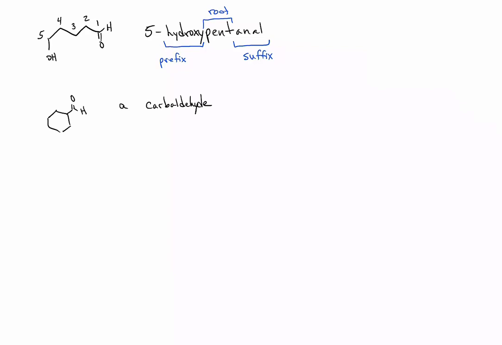If an aldehyde is bonded directly to a ring, it's named as a carbaldehyde. This one is cyclohexane carbaldehyde. Hopefully you can see from the name that hex is going to contain 6 carbons and the carb contains 1, so a cyclohexane carbaldehyde is going to have 7 carbons present in the molecule.